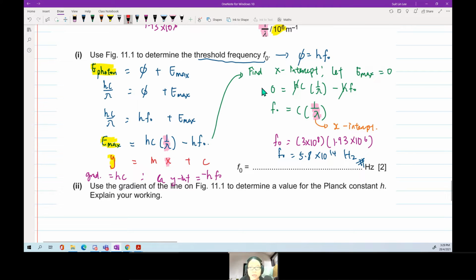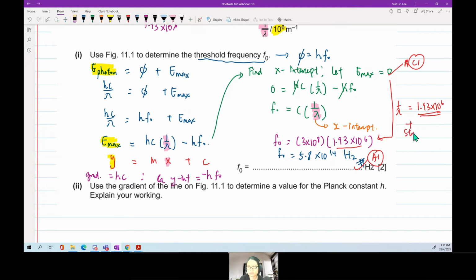Anyway, the marks for this one, answer is 1 mark, A1. You put Emax as 0 here. This is C1. And then you read the y-intercept leading to this one. So basically, we need to see 1 over lambda is equal to 1.93 times 10 to the power of 6, or your x-intercept or something like this. We need to see you do this reading plus the straight line. So we will check your graph as well.